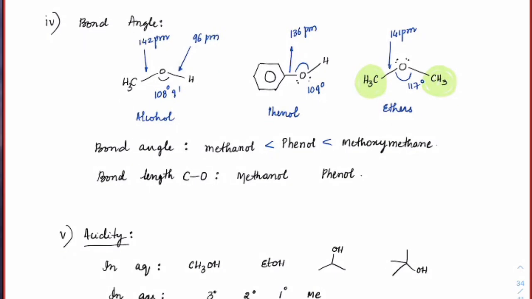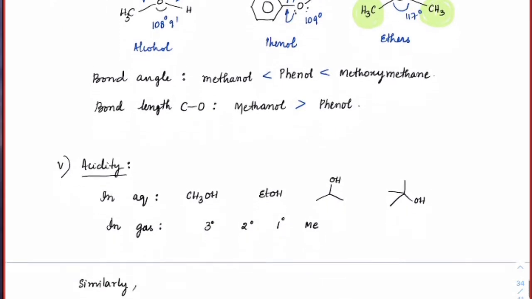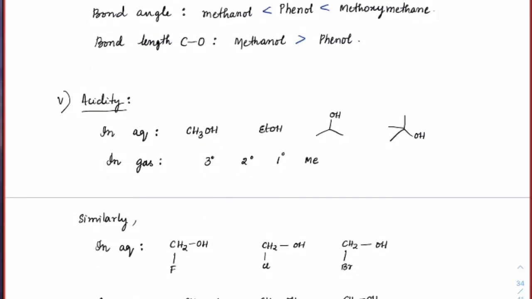Note it down, guys. And for the CO bond length, if you consider methanol and phenol, methanol's is more than phenol's because of the double bond character due to the lone pair. In phenols, you know that the lone pair will support the benzene ring, so that's why its CO bond length is smaller. If you couldn't get the values, at least write down how the bond angle and bond length are varying.